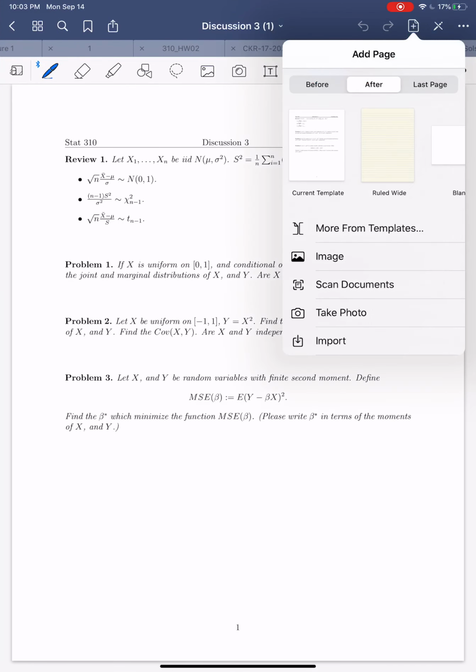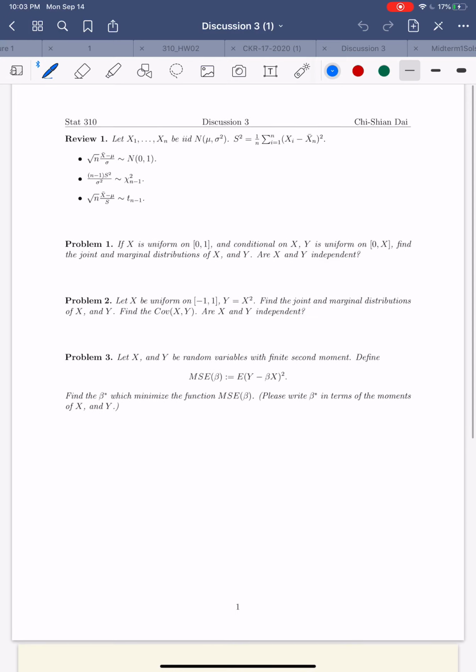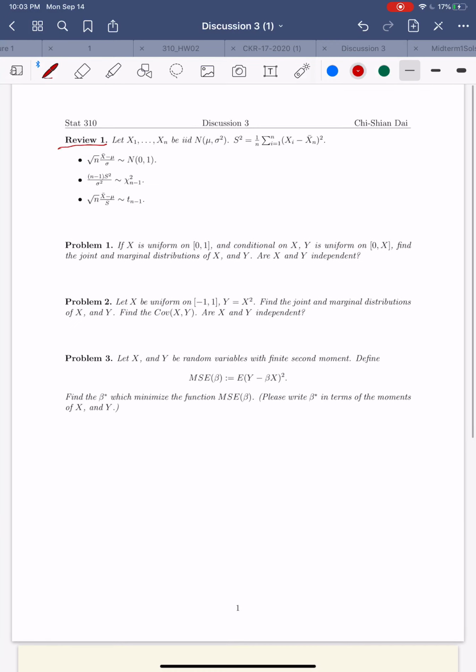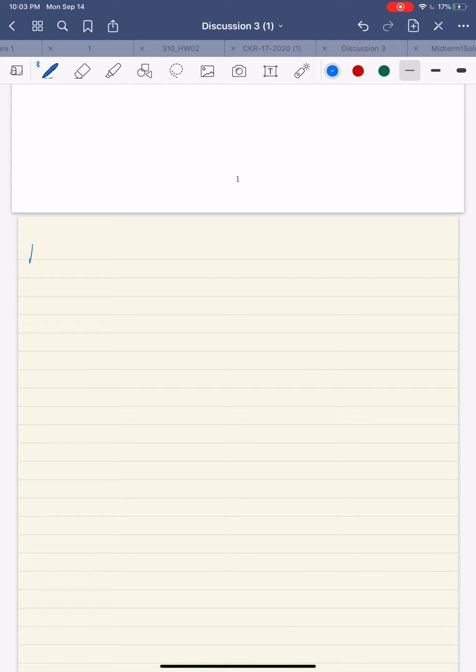Okay. First let's do some quick review. We have S1, S2, to Sn. They are independent, identically distributed with the normal distribution with mean mu and variance sigma squared. And then we have the following properties.